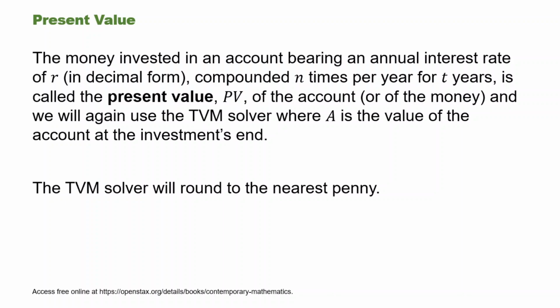Present value. The money invested in an account bearing an annual interest rate of R in decimal form, compounded n times per year for t years, is called the present value, or PV, of the account, or of the money. And again, we will use the TVM solver, where A is the value of the account at the investment's end. Now the TVM solver will always round our values to the nearest penny, as we have already seen with future value.